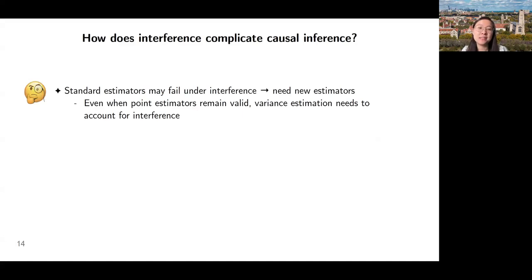And specifically, we've seen that some standard estimators, the simplest estimators in causal inference, may fail under interference. And thus, we need some new estimators to adjust for interference. And one thing that we didn't really talk about, but from the literature, is that sometimes even when the point estimators remain valid, you also need to develop new tools to handle the inflation in variance estimation. In your variance estimation, you also need to account for interference. Okay, great. So that's the first thing that we learned from this motivating example.